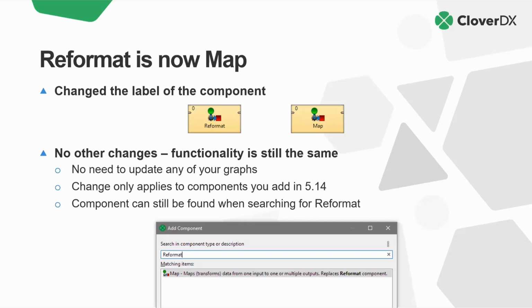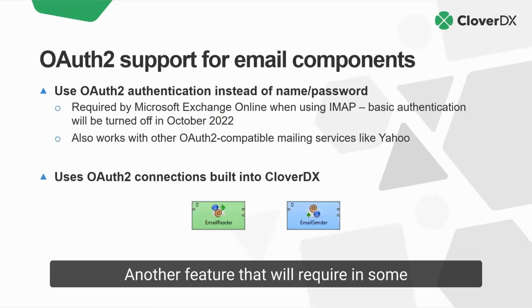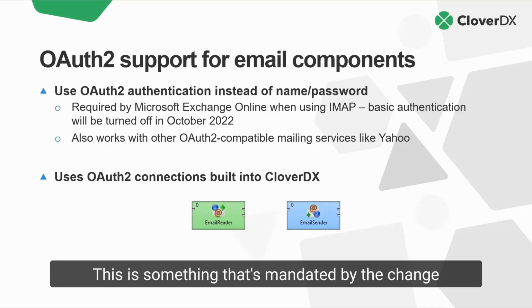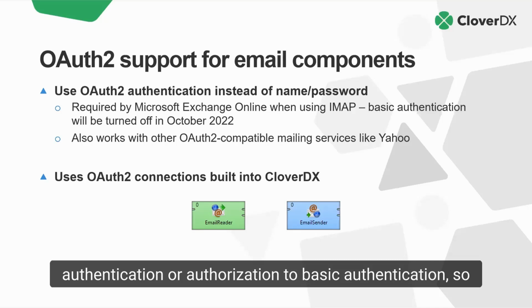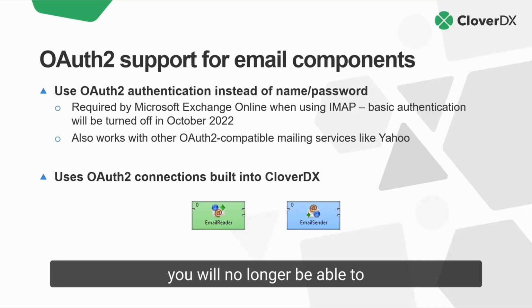Now, another feature that will require, in some cases, changes in your jobs is support for OAuth2 in email components. This is something that's mandated by the change in Microsoft Exchange Online. In October this year, they will stop allowing logins through basic authentication or authorization through basic authentication. So you will no longer be able to use a combination of username and password. You will have to use OAuth2.